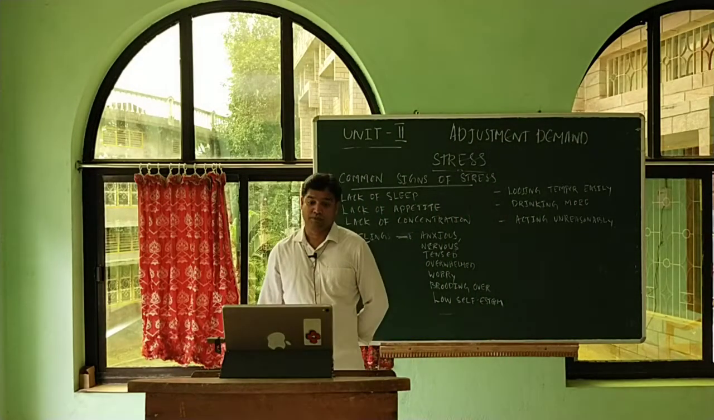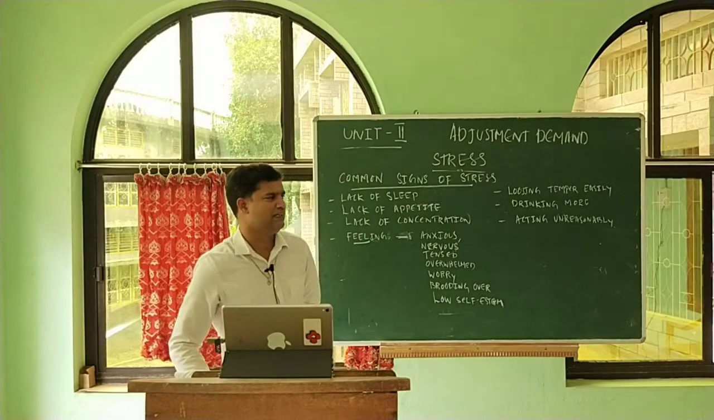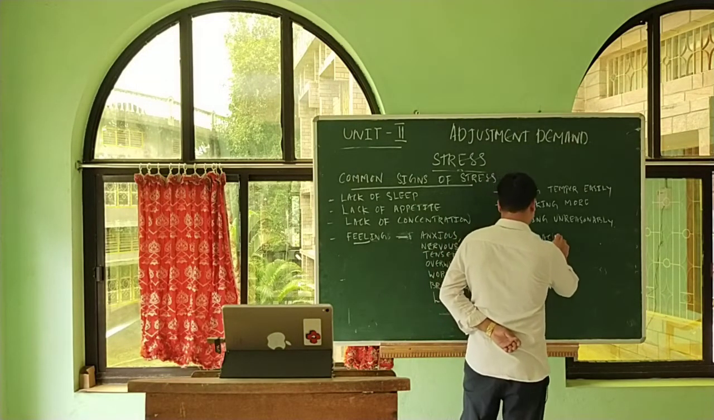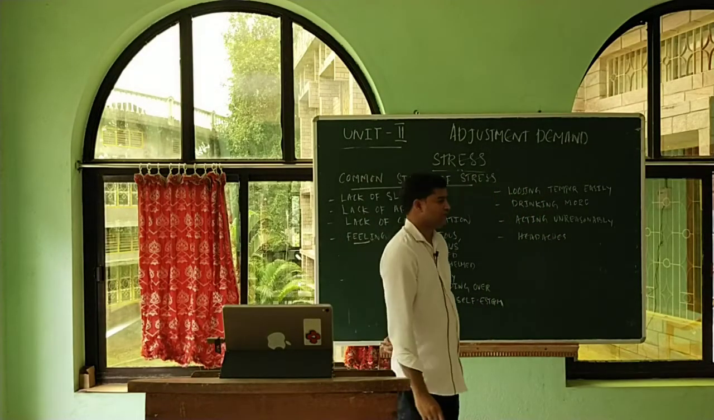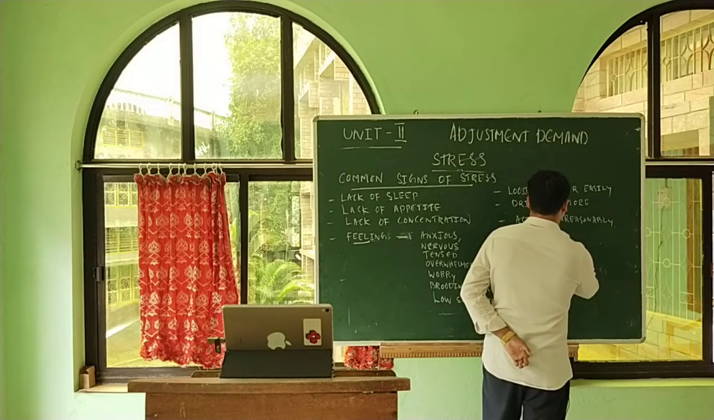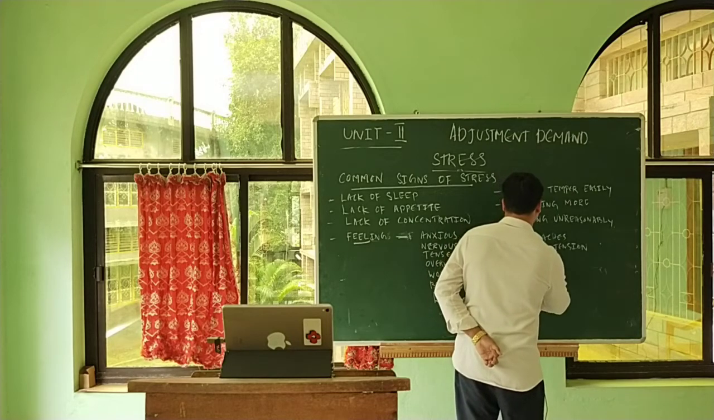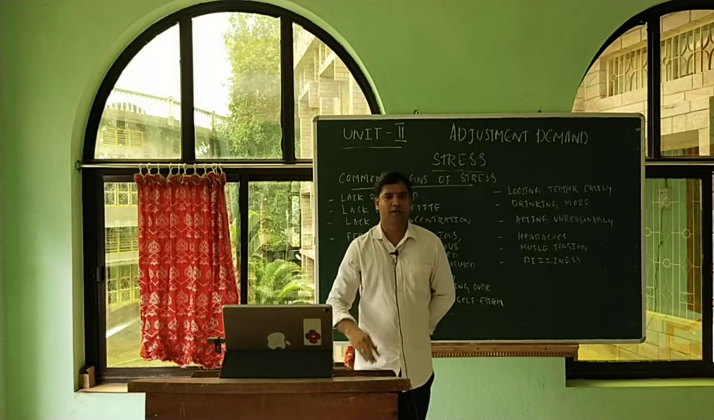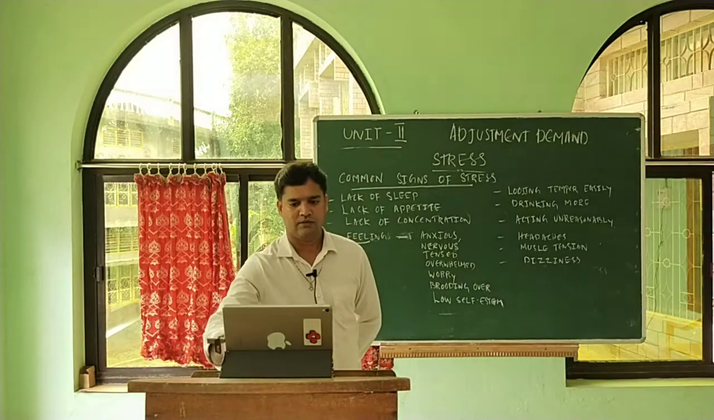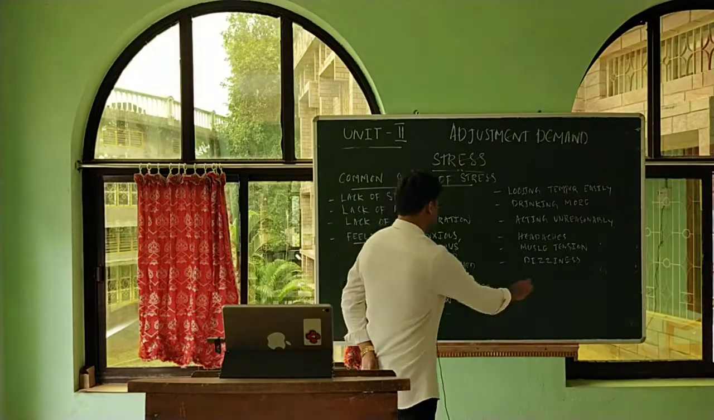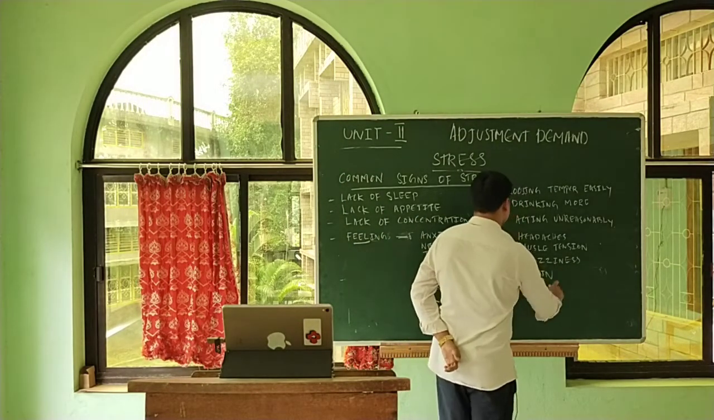Some symptoms are experienced in the body: headaches, muscle tension, pain and dizziness. I said it's a mind-body coordination. How my mind and body respond to a particular danger or demand, that is stress. So there is also pain, dizziness. These are mainly related to the body.